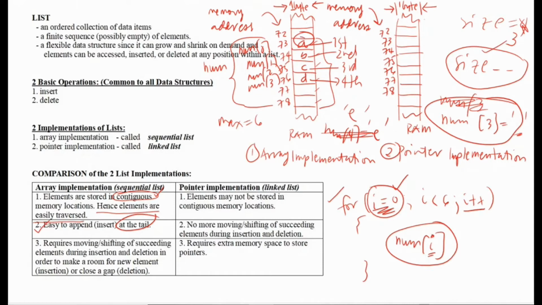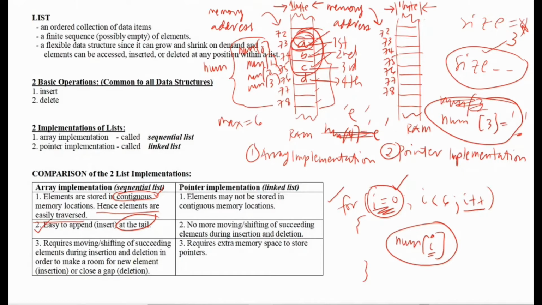So from the first element, the size is 3. You count 1, 2, 3. And so these 3 elements are considered as the only elements in the list. D is no longer counted, although the value D is still there inside the memory location. But since it is no longer referenced, then that is considered as not included in the array.